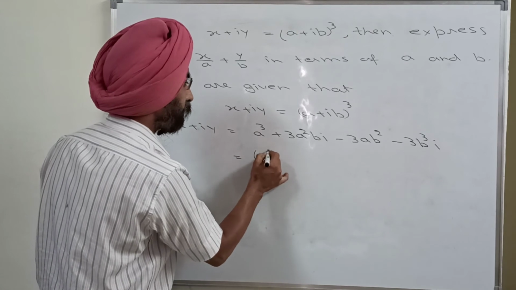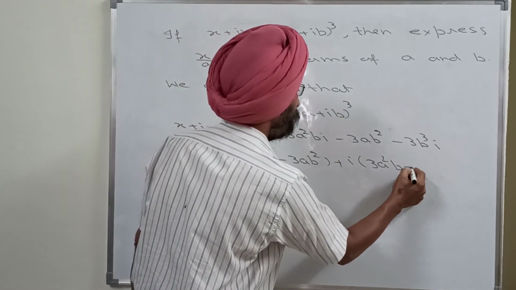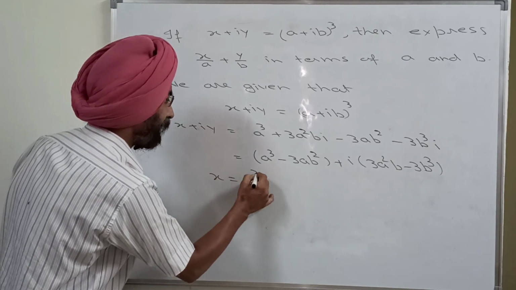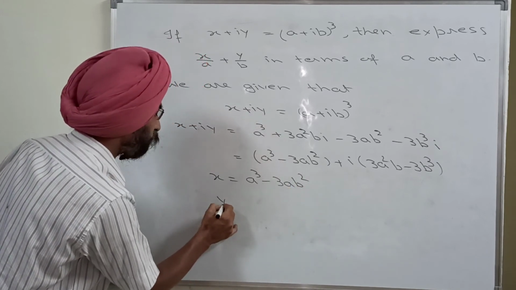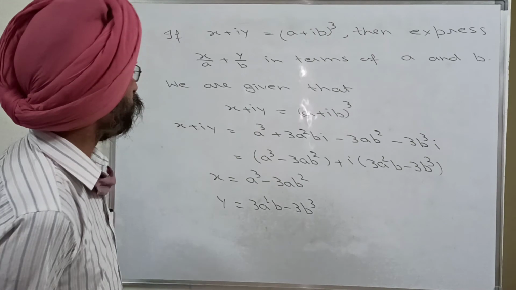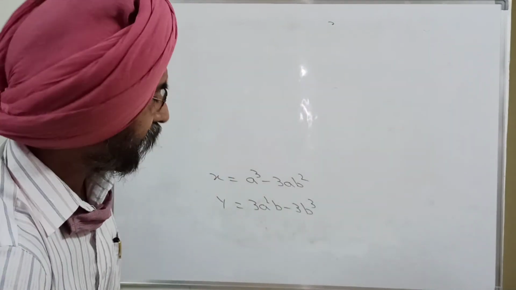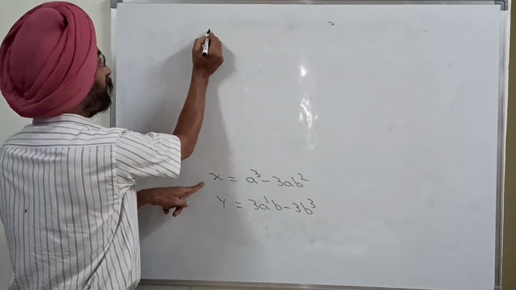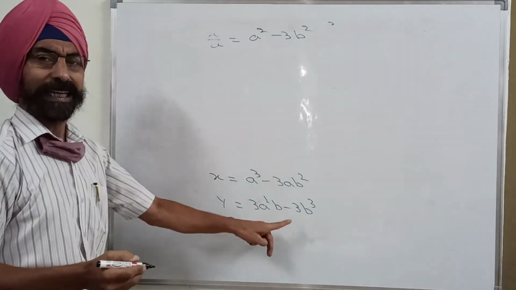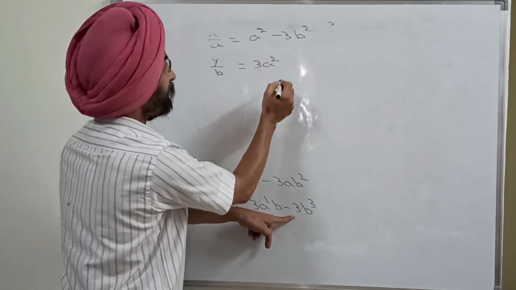So it is a cube minus 3ab square plus iota common from these two, it is 3a square b minus 3b cube. Equating real and imaginary parts from both sides, your x is a cube minus 3ab square and y is 3a square b minus 3b cube. Now divide both sides of the first equation by a and both sides of the second equation by b. If you divide both sides of the first equation by a, you will get x upon a is equal to a square minus 3b square, and dividing the second equation both sides by b, you will get y upon b is equal to 3a square minus b square.